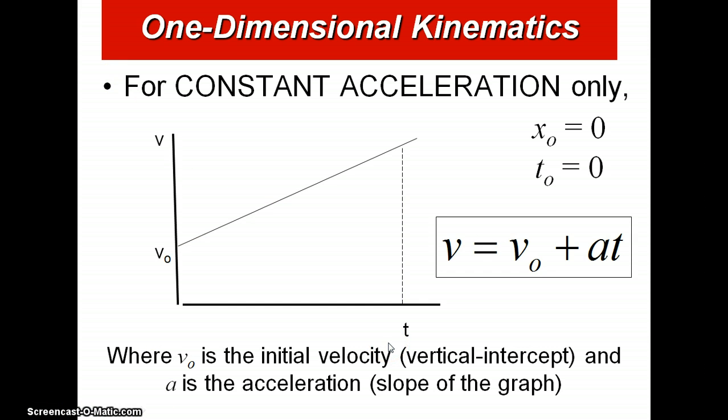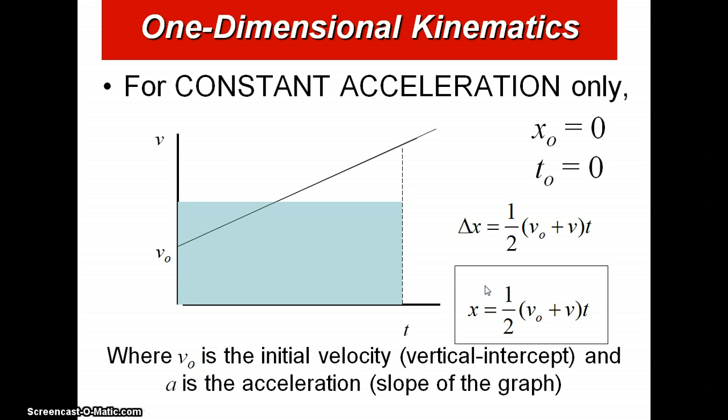Here is a graph of velocity versus time for constant acceleration. The graph of velocity versus time should be a straight line graph, either sloping upward or sloping downward. And I can write an equation for this graph using the slope-intercept form. I know that v must be equal to v naught plus at, where v naught is the intercept and a is the slope of this graph. So this is one important equation that I can use for constant acceleration.